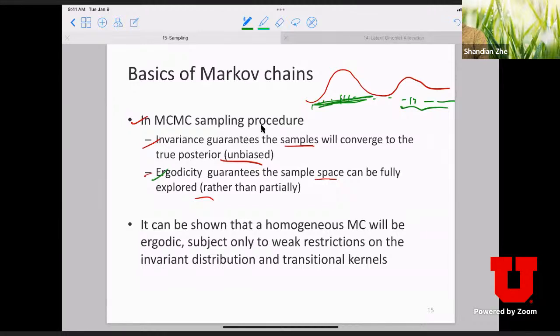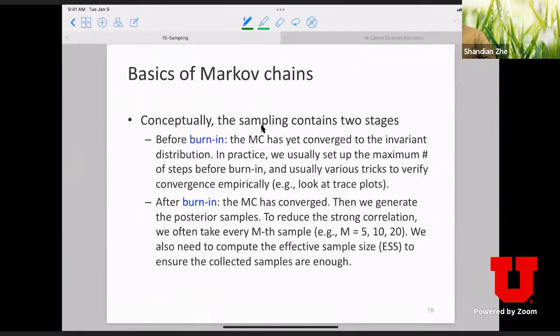However, ergodicity is not very hard to guarantee. It can be shown that a homogeneous Markov chain will be ergodic, subject only to weak restrictions on the invariant distribution and transition kernels. So in most cases, I can just assume by default that your chain is ergodic. Again, the key is to design the transition kernel itself.